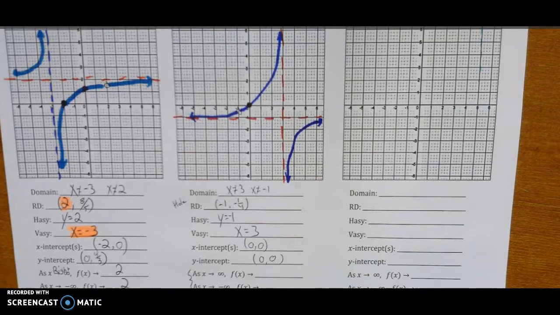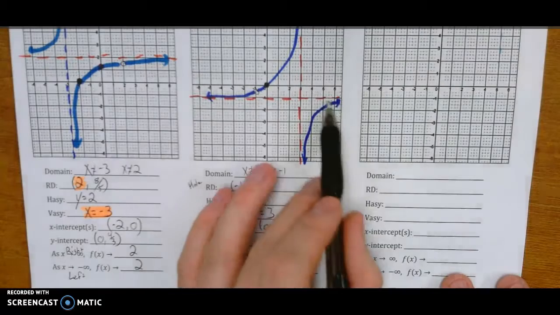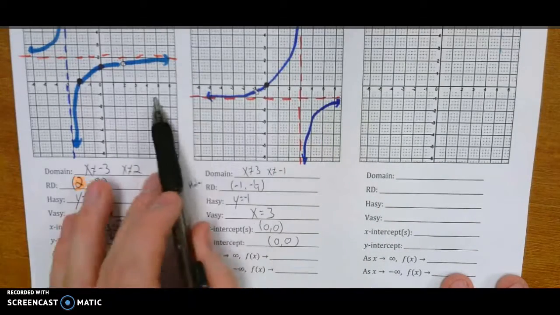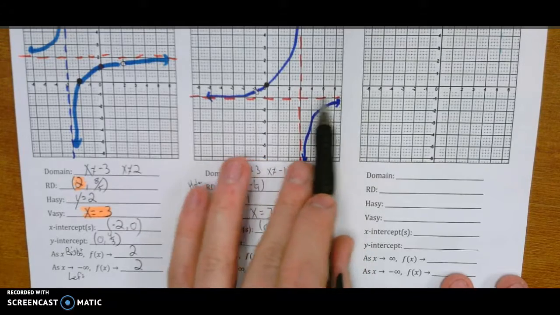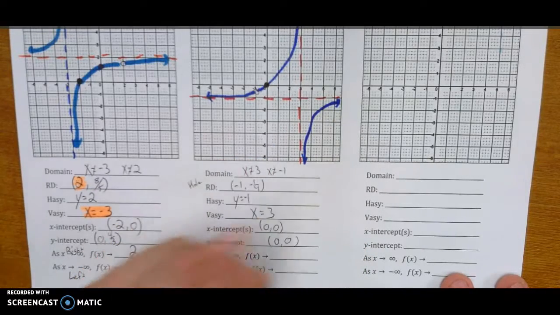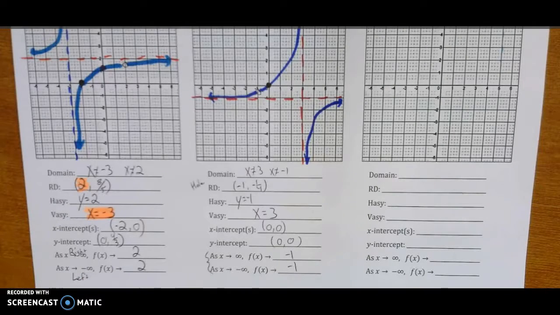So now let's get to our end behavior. What is the function value as we go really far to the right, as we go really far to the left? What is it approaching? Well, in both directions, it's getting closer and closer to my horizontal asymptote, which is -1. Yay, huzzah, we're done with that one.